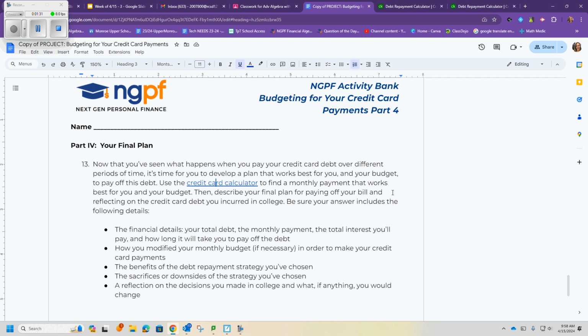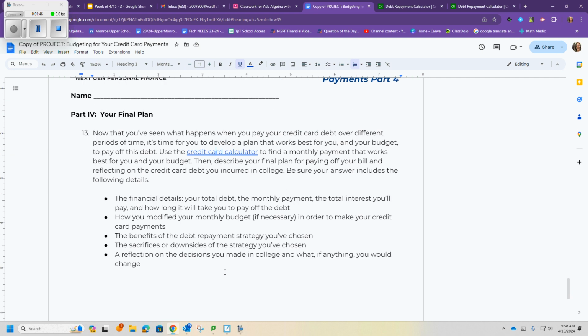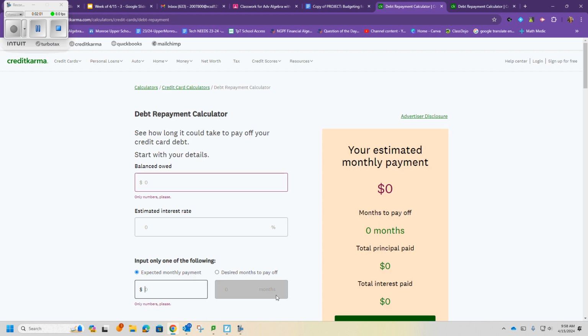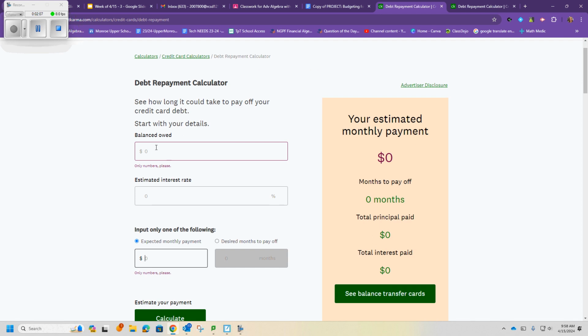Okay, but keeping in mind, you're going to have to change something in your budget to be able to pay more than what you originally had. Okay, so you can type it up here or you can write it on the page. The following details. You need to include the financial details: your total debt, the monthly payment, the total interest you'll pay, and how long it will take you to pay off the debt. Okay, so for this first bullet here, all of that will be in here. Once you enter everything into your calculator, you'll have your total debt. You're still going to use your 20% interest. You'll have your months, and everything will be over here.